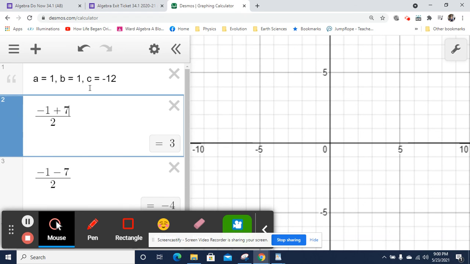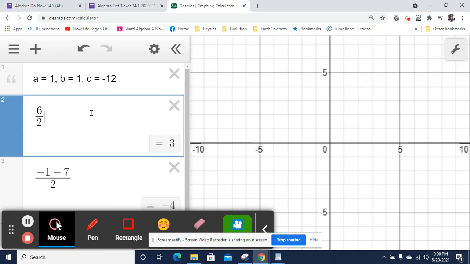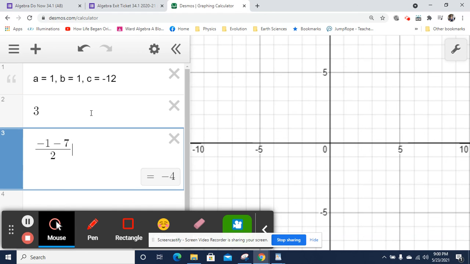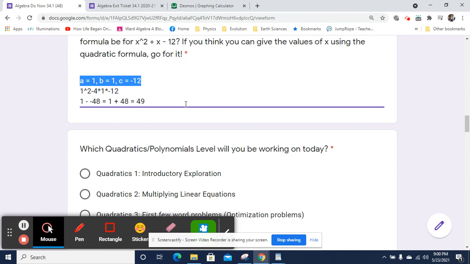Okay, so now I can simplify that. Desmos has already done that for me. You can see it's giving me what it equals, but I'm going to go ahead and walk through it all the way. So negative 1 plus 7 is 6. 6 over 2 is 3. And then negative 1 minus 7 is negative 8, and negative 8 over 2 is negative 4. And those are the solutions when you use the quadratic formula. It is as simple as that. All right. So that is what I wanted to tell you, and I hope that was helpful.